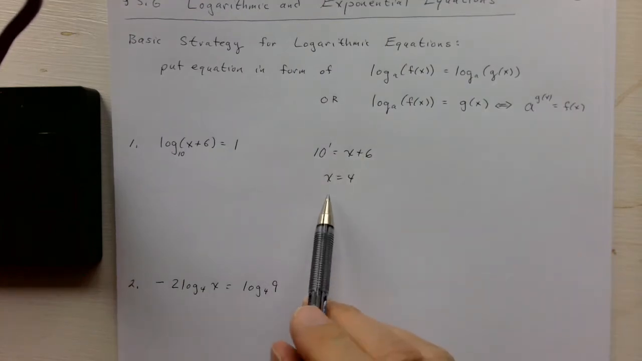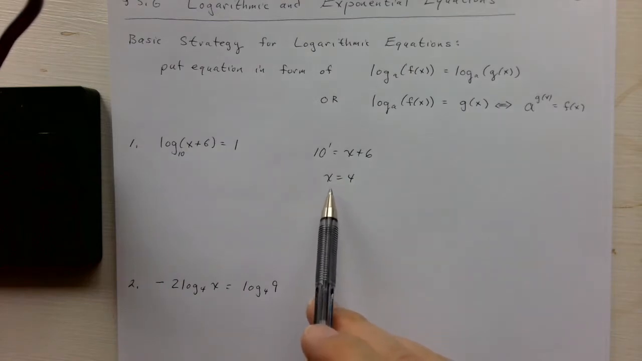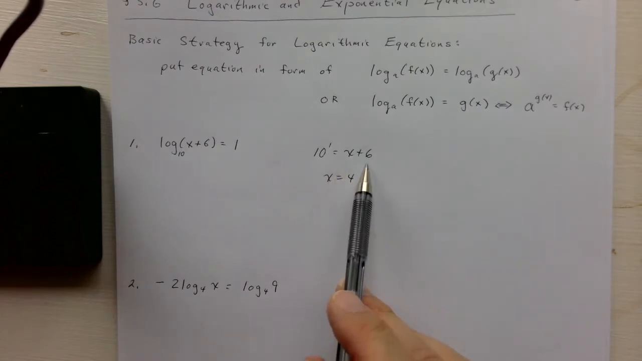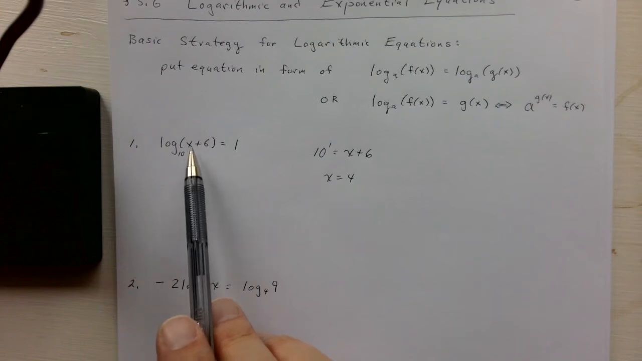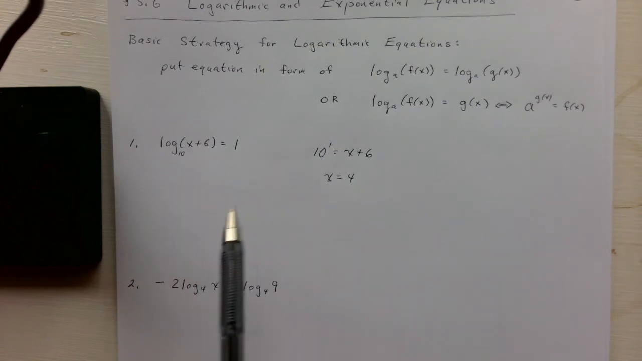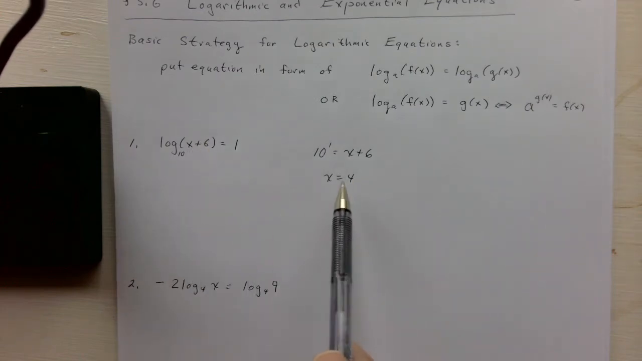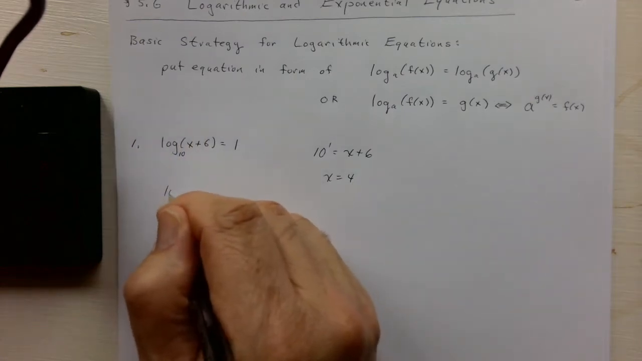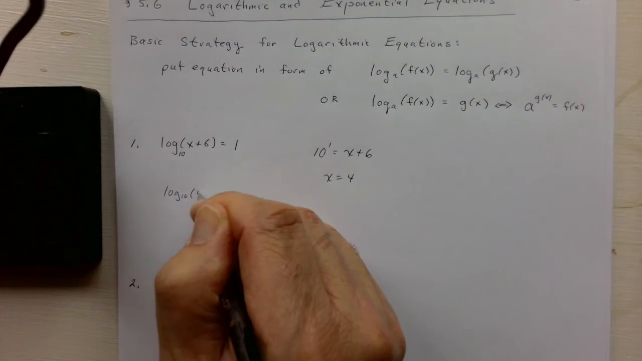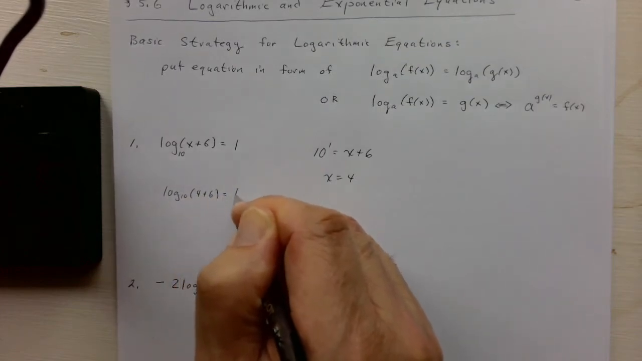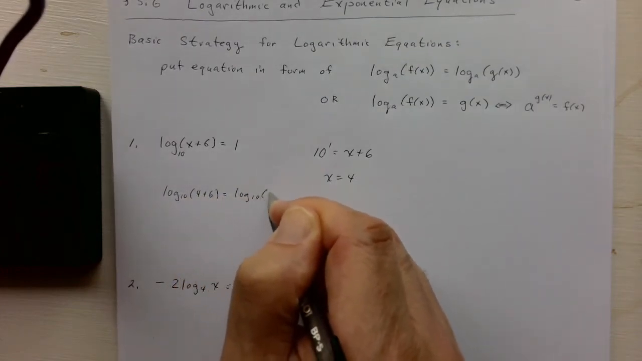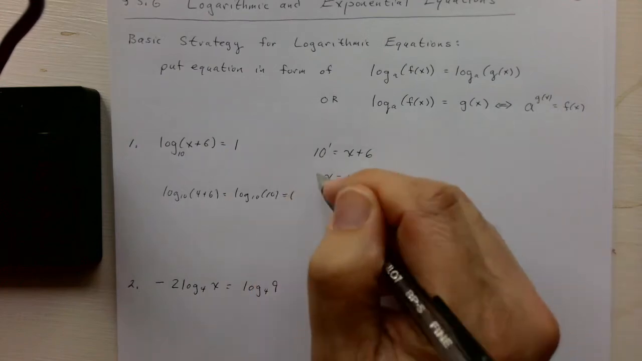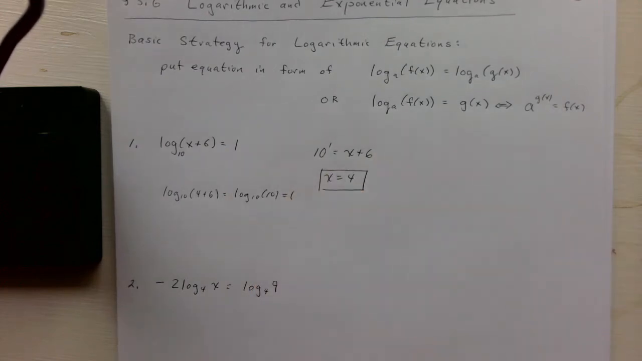Now you always want to check your answer, because sometimes a solution to this equation might not be a solution to the original equation, because you can't take the log of a negative number. So we plug 4 back in here and just check that, sure enough, the log base 10 of 4 plus 6 is the log base 10 of 10, which is 1. So that works.